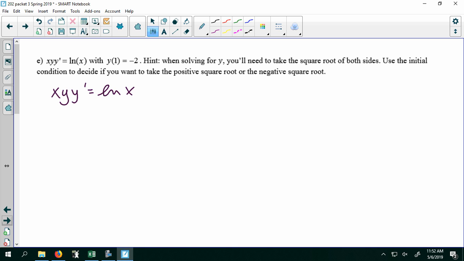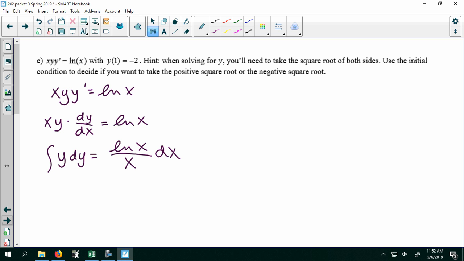So I have x y times dy/dx equals the ln of x. I want all my y's on one side. That is already done. I have y and a dy on the left. I want to move my x's over. So I'm going to have to divide by x and multiply by dx. So I have y dy equals the ln of x over x dx.